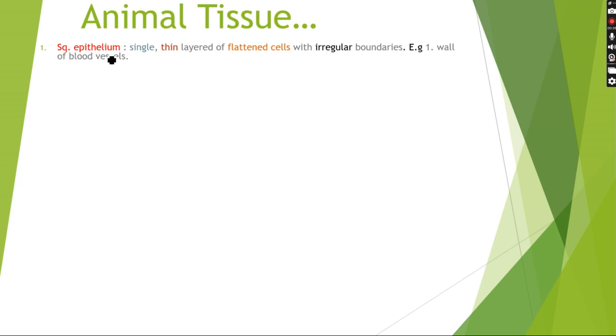Squamous epithelium. Squamous epithelium क्या है? It is a single thin layer of the flattened cells with irregular boundaries. Example क्या हो गया? Wall of the blood vessels, in the diffusion boundaries. Okay, it's called diffusion boundaries, and then in air sacs of alveoli.